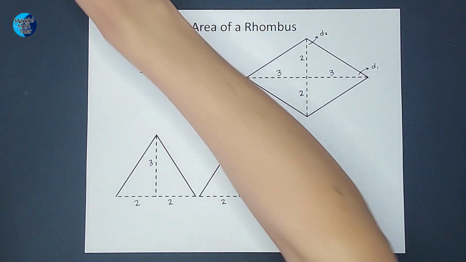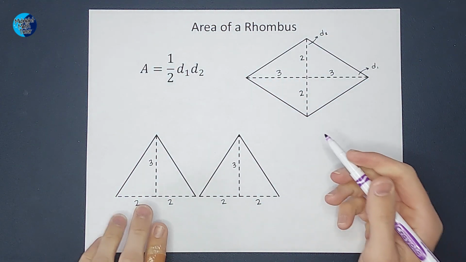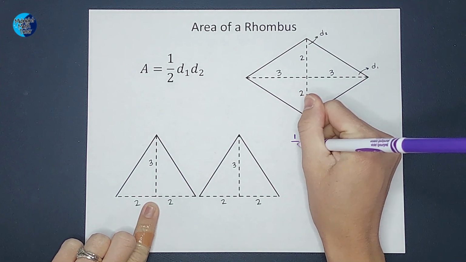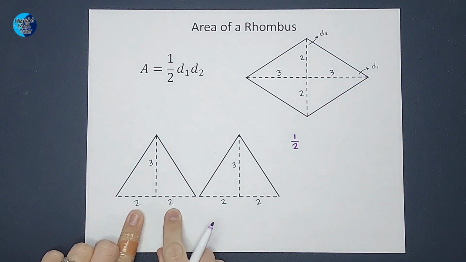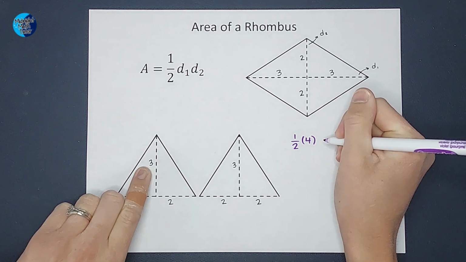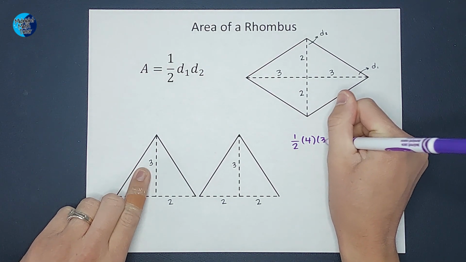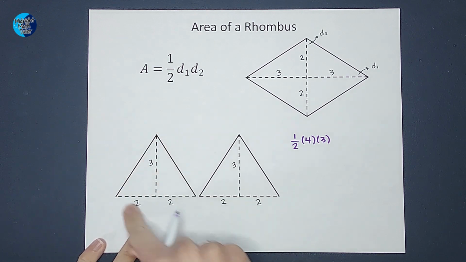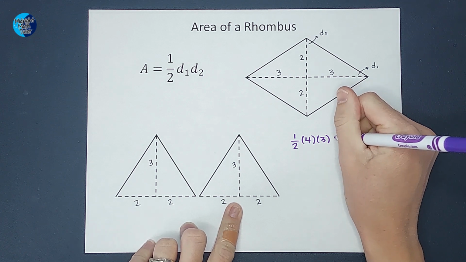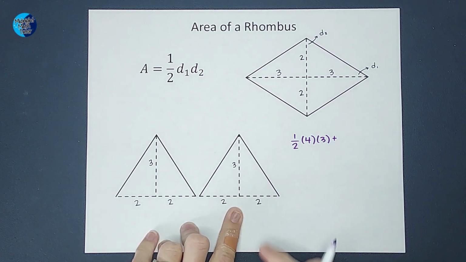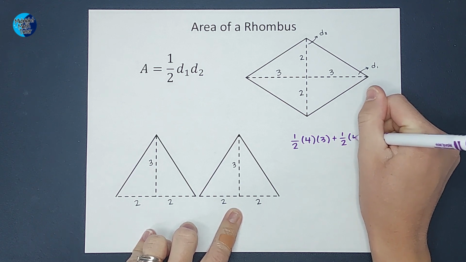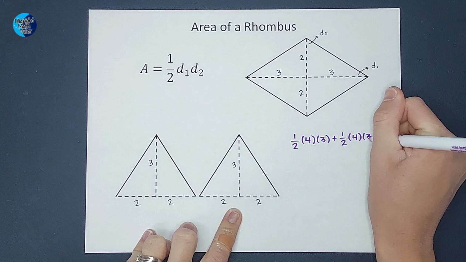All right, so let's go ahead and figure this out. So if I was figuring out the area of this triangle, I would take half times the base, which is 2 plus 2, so 4, times the height, which is 3. So that would give me the area of that triangle. If we're trying to figure out the area of the full rhombus, I would then add the area of this triangle, which is just the same, right? They're the same triangle. So 1/2 times 4 times 3.